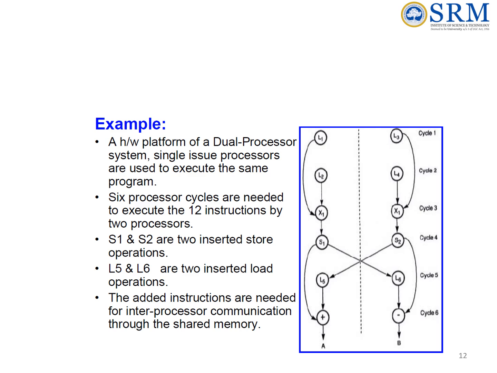So, on a hardware platform of a dual processor system, single-issue processors are used to execute the same program. 6 processor cycles are needed to execute the 12 instructions by 2 processors. S1 and S2 are inserted store operations, and L5 and L6 are inserted load operations. And these instructions are needed for inter-processor communication through sharing.